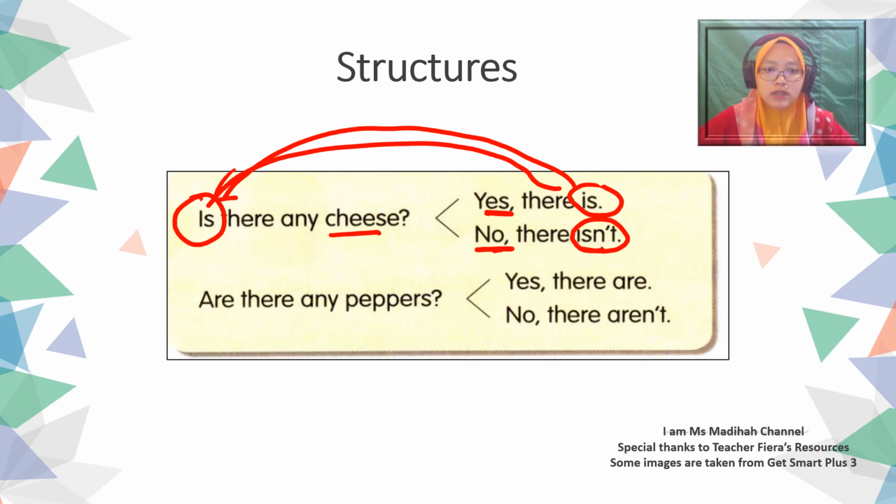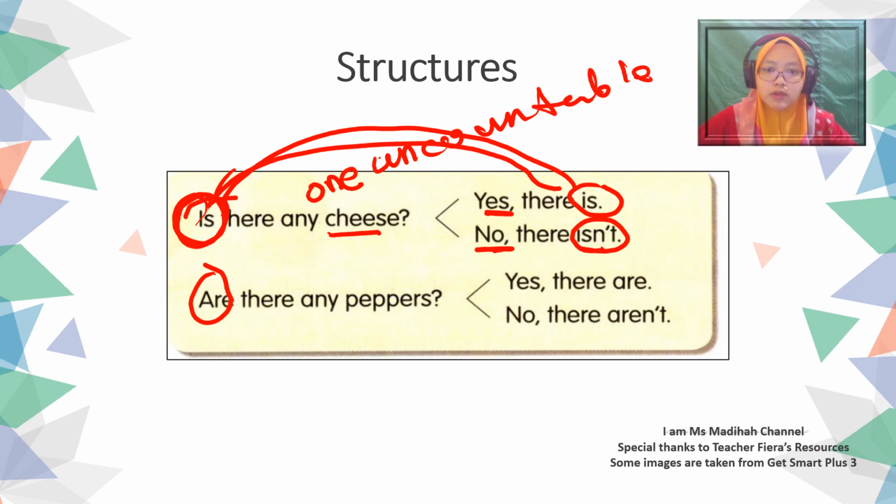But how to determine whether we use is or we use are? So now look, you use is when there is only one, or it is something that is uncountable, alright? Uncountable. For example, milk. Is there any milk? So if yes, then yes, there is. If no, then there isn't.